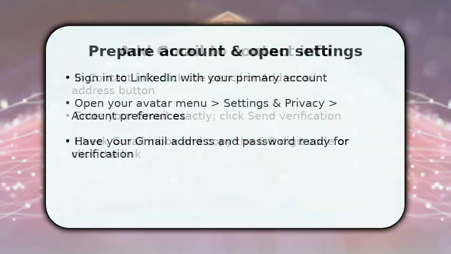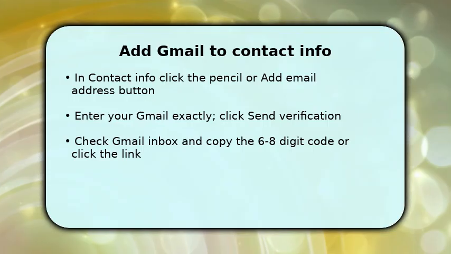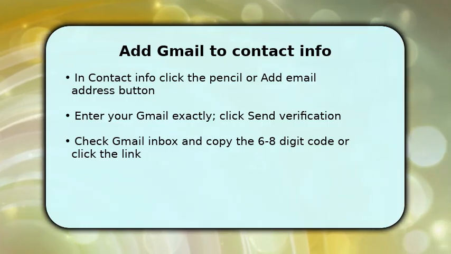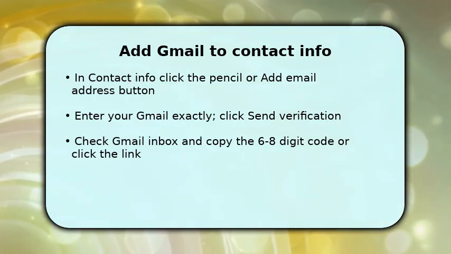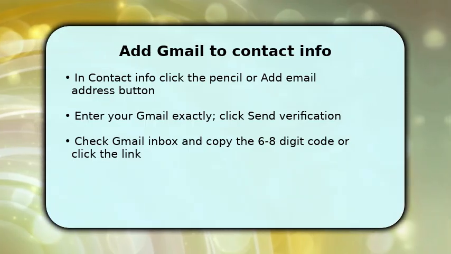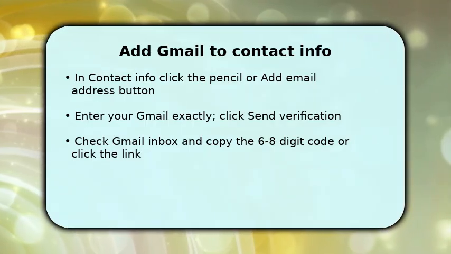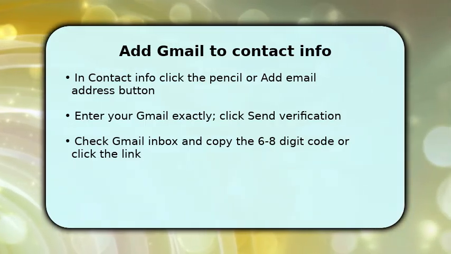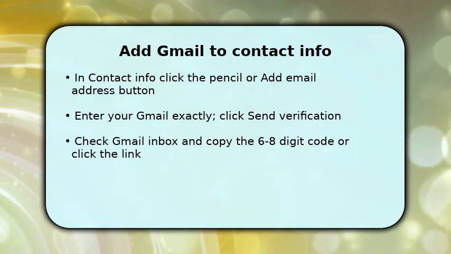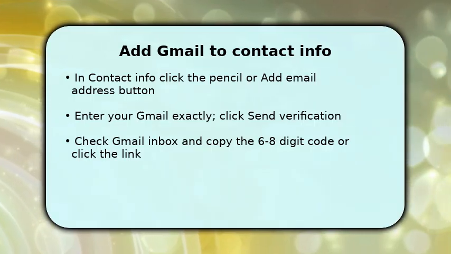Now add the Gmail itself. Click the pencil icon or add email address in Contact Info and type your full Gmail address. Accuracy matters because one mistyped character blocks verification. After you submit, LinkedIn sends a verification message, either a code or a link, so switch to your Gmail tab.